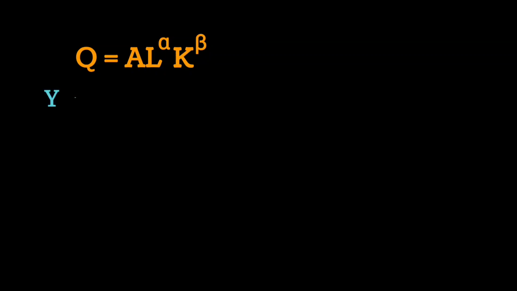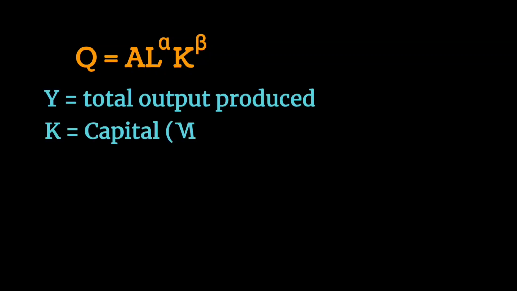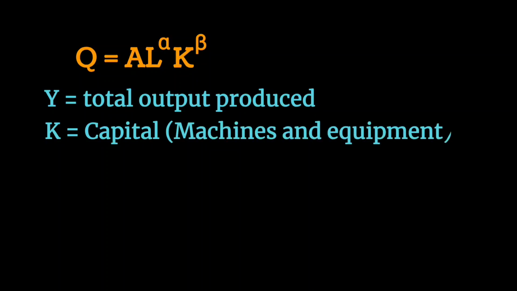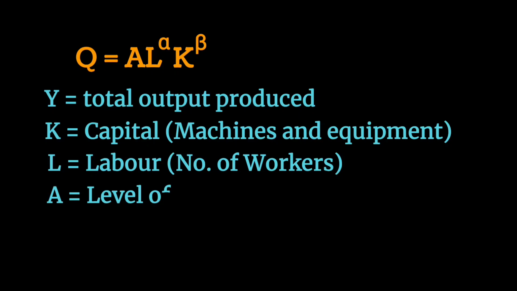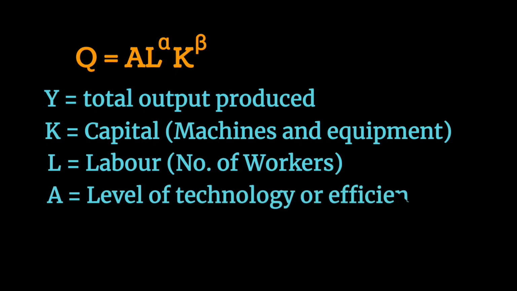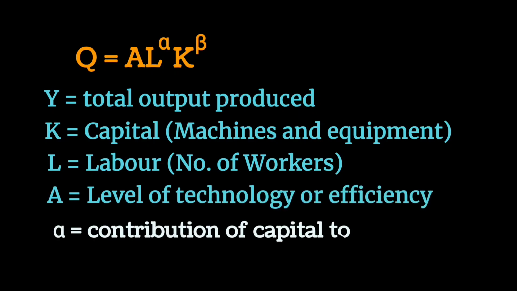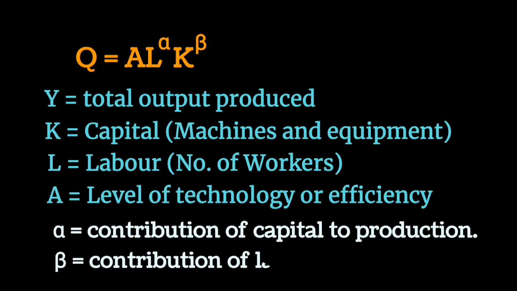Y represents the total output produced. K represents capital, such as machines and equipment. L represents labor, meaning the number of workers. A represents the level of technology or efficiency, and alpha shows the contribution of capital to production.